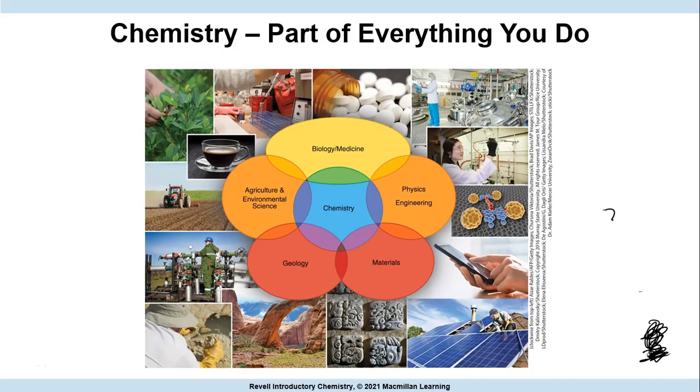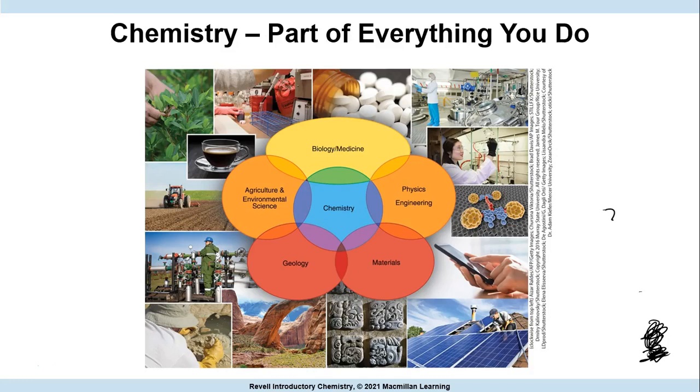In this lecture, we are going to be looking at chemistry as part of our everyday life. Everything we do is chemistry. For example, the medication that we take, that is medicine, and biology, that is all part of chemistry. If we are looking at physics and engineering, the materials that are used, like our phones, the dresses that we wear, our cars, all of those things are made of chemistry.